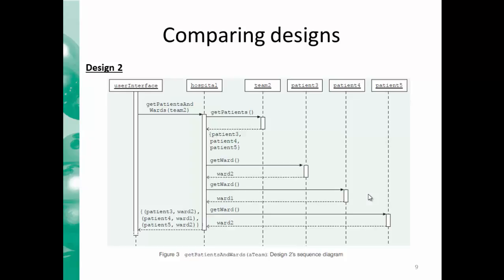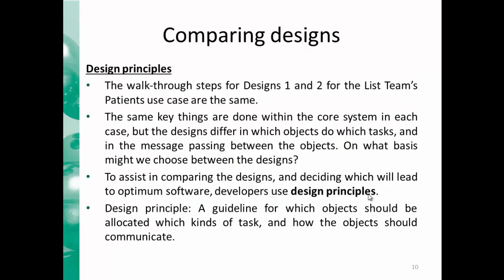In another design that we see here, you find that hospital didn't forward the method getPatientsAndWards to team 2. It just asked for the patients from team 2, and the coordinating object has to contact each patient and get its ward. So the job now is done by the coordinating object instead of by the team 2 object. In this case, team 2 will only report what patients it has, and the job will be done totally by the coordinating object.